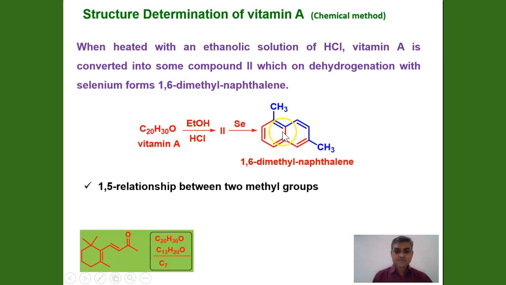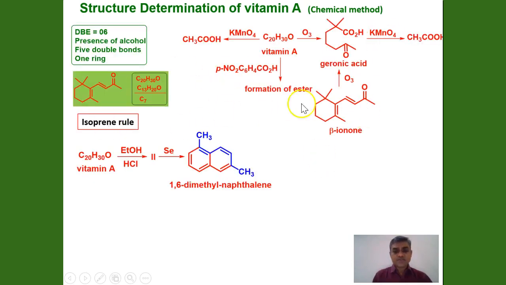Now the formation of 1,6-dimethyl naphthalene is a very important clue regarding the positions of the methyl groups in vitamin A. We already proved that it contains a beta ionone unit. We already proved that there are certain CH3 groups attached to the carbon-carbon double bond. Now the question is where they are present. The formation of 1,6-dimethyl naphthalene has proved that these CH3 groups are present with respect to each other at 1 and 6 positions. So it's 1, 2, 3, 4 and 5. Whatever structure we propose, these methyl groups are likely to be present at 1,5 positions.